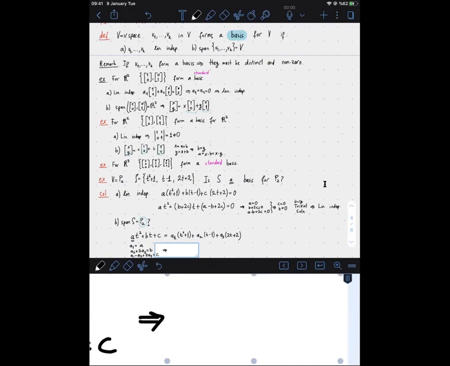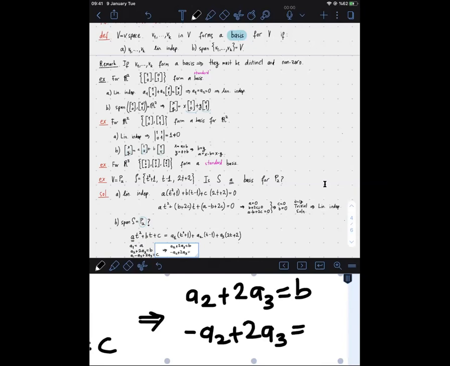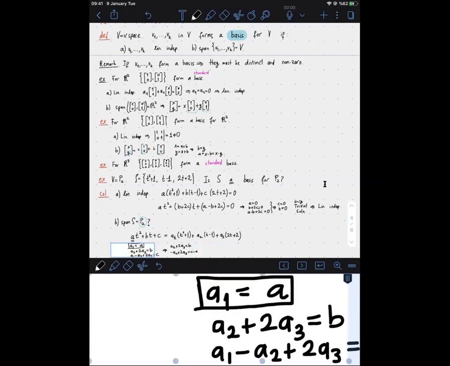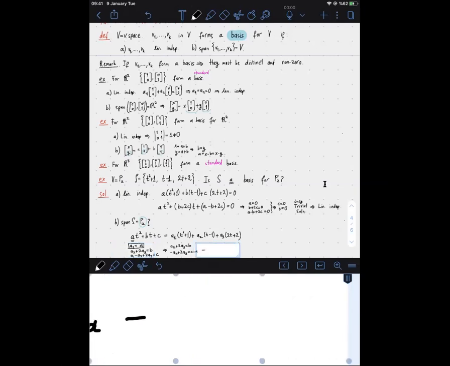Okay, from here, we already found A1. A1 is solved. Now we get two equations with two unknowns, right? So this means A2 plus 2A3 equals B. And if I plug in A into A1, then I get minus A2 plus 2A3 equals C minus A. Okay, so we have two equations with two unknowns because the first variable is already solved. Okay, so what does this give us?